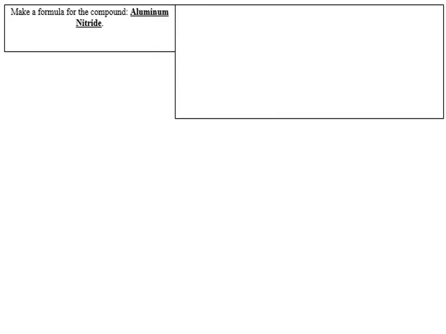Let's try another example here. So first we're going to try with the crisscross method. This is aluminum nitride. And in this example, we're going to have an additional step. It's called the reduction step. So again, we're going to start with our first step, which is writing the name of the metal first. Aluminum is in group 13. It loses 3 valence electrons. So it's going to be Al3+.